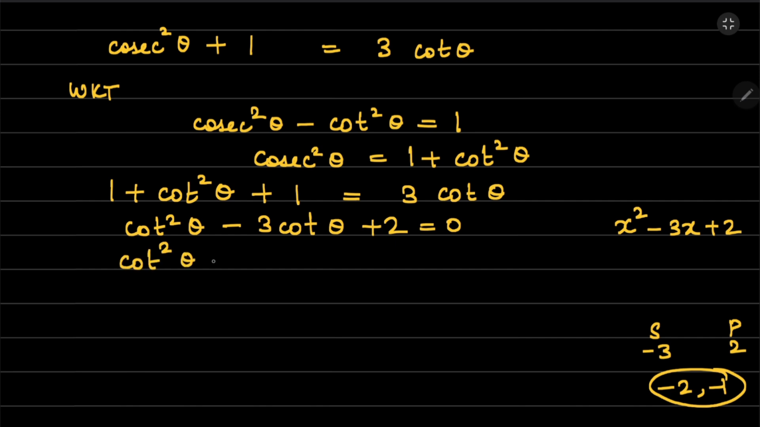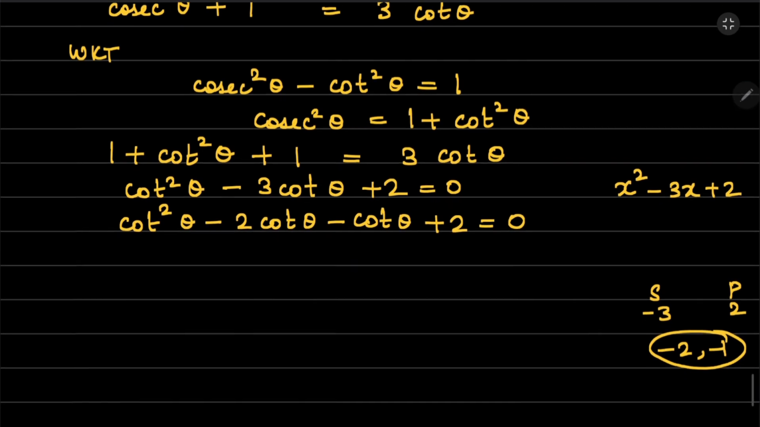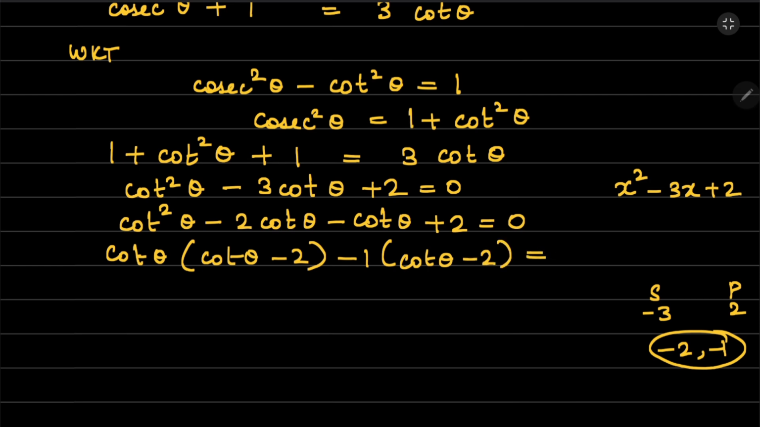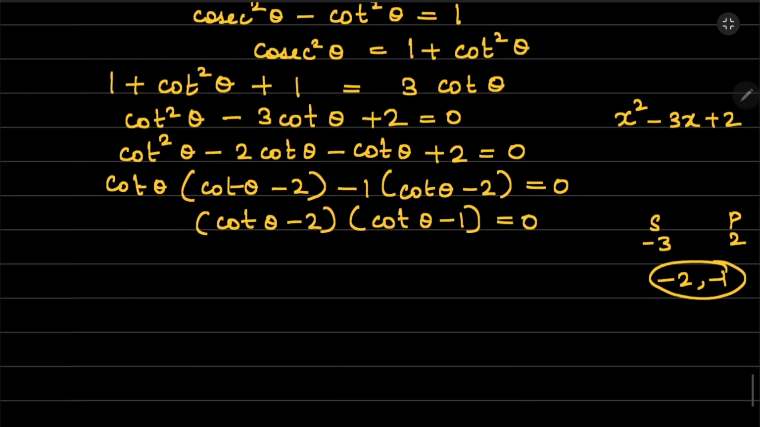So cot square theta minus 2 cot theta, doing the middle term splitting, minus cot theta plus 2 equal to 0. Correct? Take cot theta common out. So you will have cot theta minus 2, minus 1 multiplied by cot theta minus 2, equal to 0. So what is the first root? Cot theta minus 2, and the second one is cot theta minus 1 equal to 0. Right? So what do you get here? What are the two roots?